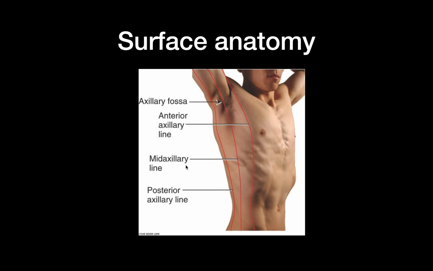The surface anatomy for you to know is here's the posterior axillary line, the mid axillary line, and the anterior axillary line. So easy to find. Just go straight down in the middle of the armpit, and that would be your mid-axillary line. And then from there, you can find the anterior and posterior lines easily.